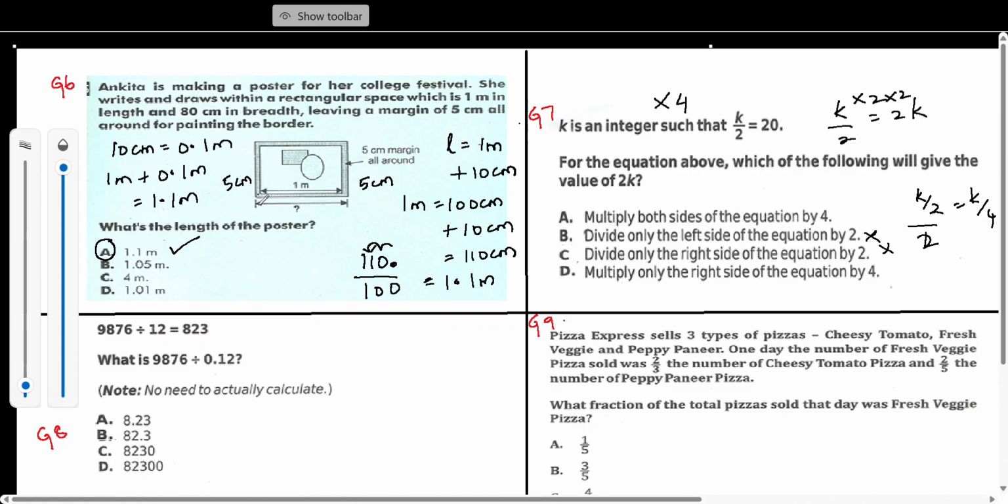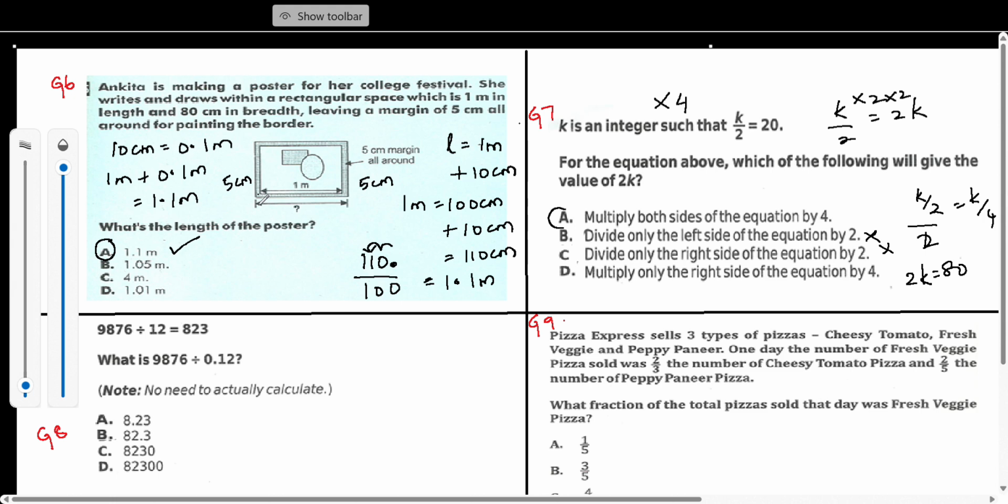Multiplying only the right by 4. Okay, here what they are saying is multiplying only the right side by 4, 20 into 4 will give us 80, which will directly give us the value of 2k. When you multiply both sides of the equation by 4, what will happen is into 4 into 4, correct? It's as good as not having anything. When you do into 4, you'll get 2k equal to 80. That is correct. But for the equation, which will give you the value of 2k.